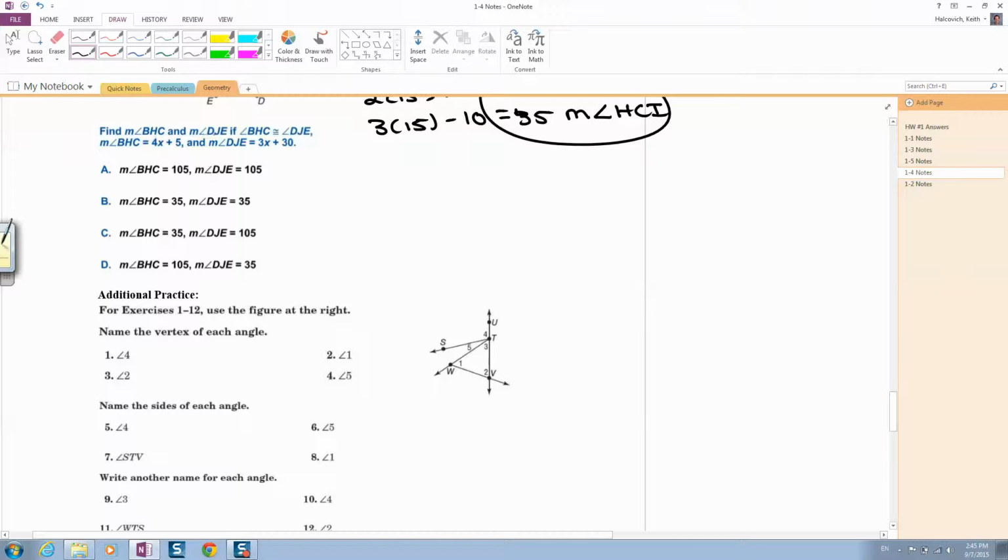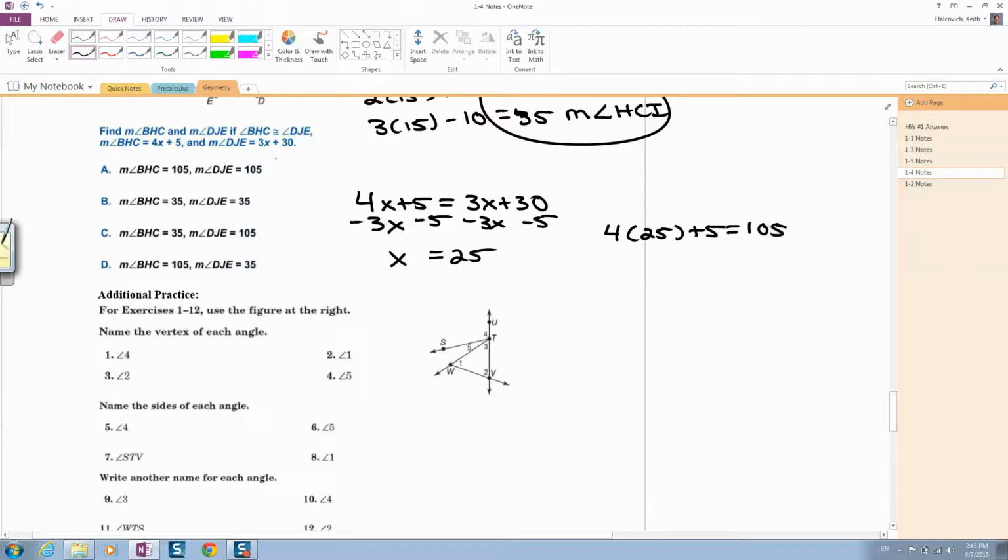Here it says BHC and DJE are what you want to find, and they're equal. So if the angles are equal, you can set the measures equal. So notice you subtract 3x, you get x, subtract 5, and you get 25. So 4 times 25 plus 5, that is 105, and so that means they're both 105.